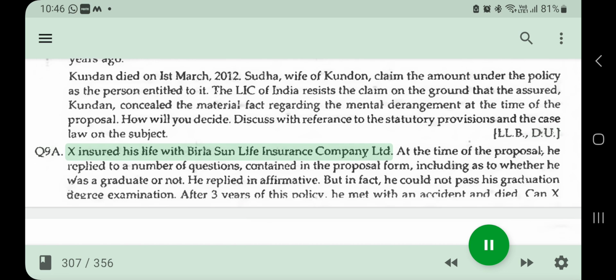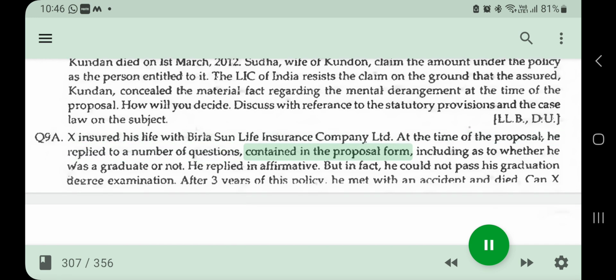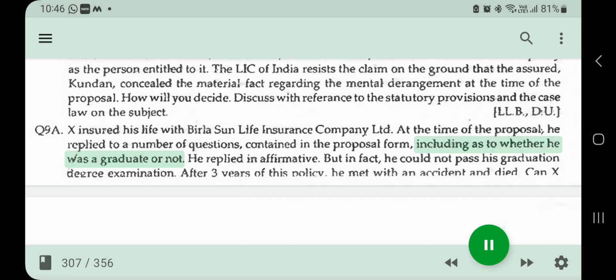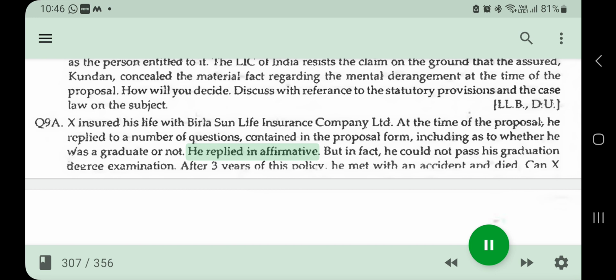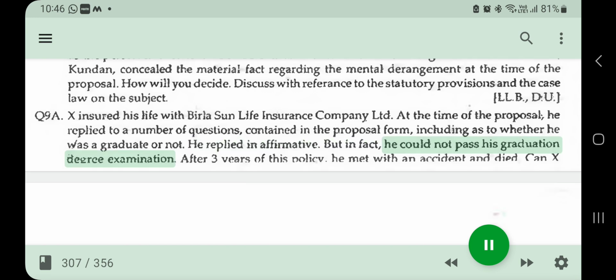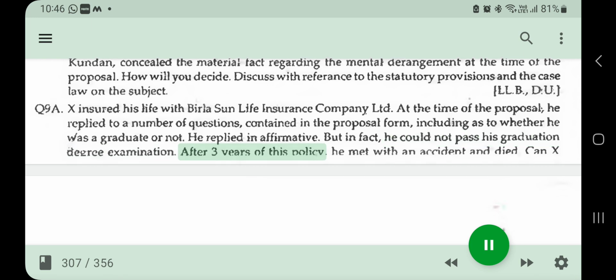X insured his life with Birla Sun Life Insurance Company Limited. At the time of the proposal, he replied to a number of questions contained in the proposal form, including as to whether he was a graduate or not. He replied in the affirmative, but in fact, he could not pass his graduation degree examination. After 3 years of this, he met with an accident and died.